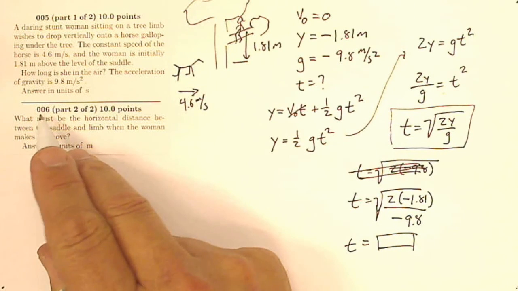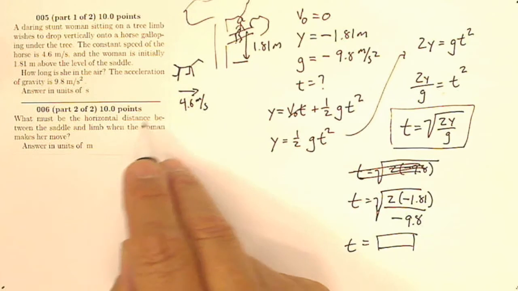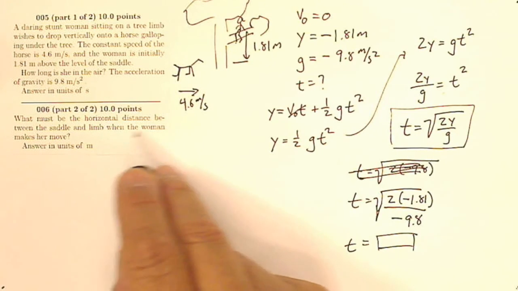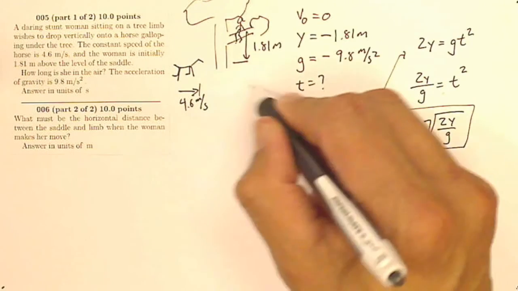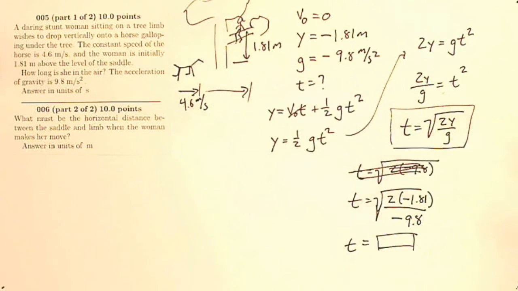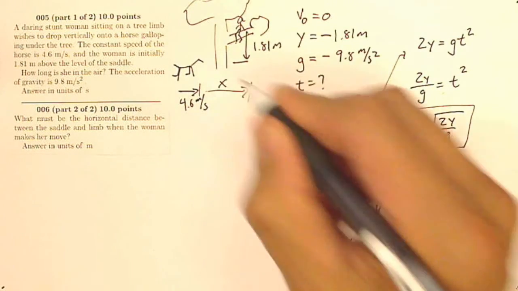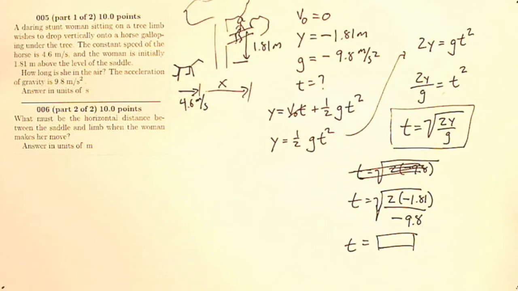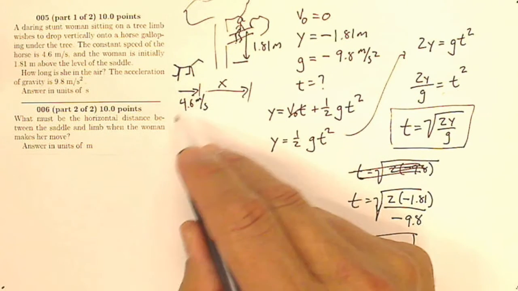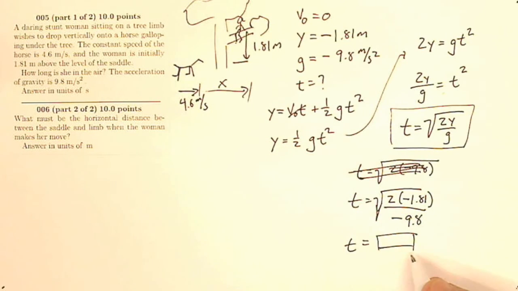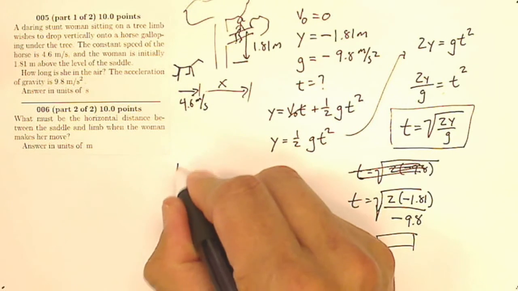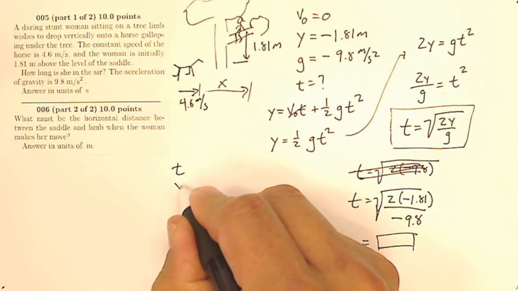Now I get to question 6. It says, what must be the horizontal distance between the saddle and the limb when the woman makes her move? In other words, how far is the horse going to go in that amount of time? So I want to know the x displacement of the horse while she's falling. Well, how far does a horse moving at a constant velocity of 4.6 meters per second travel in this amount of time? So what I know is time. I'm looking for my displacement.